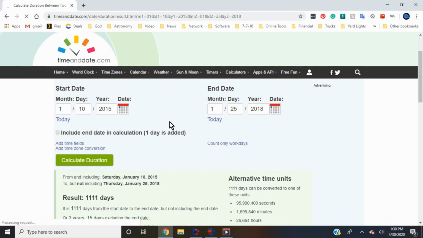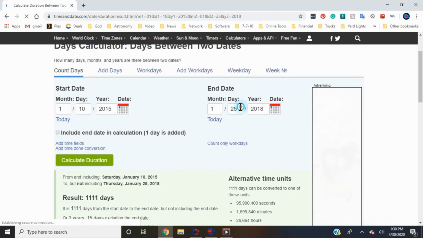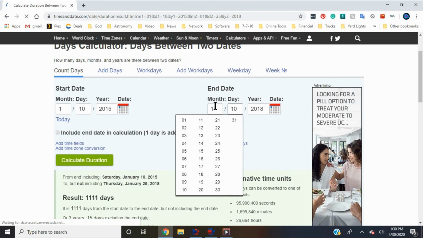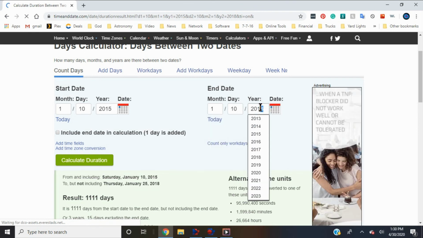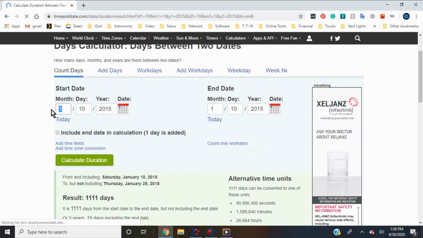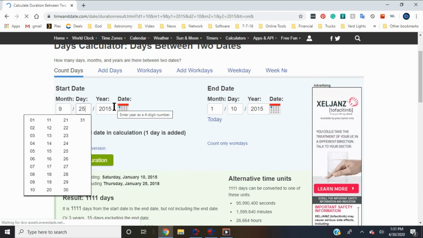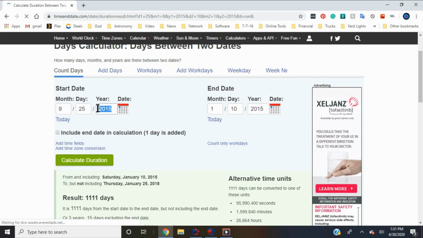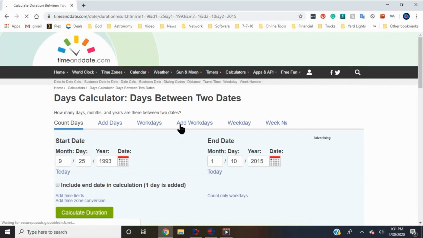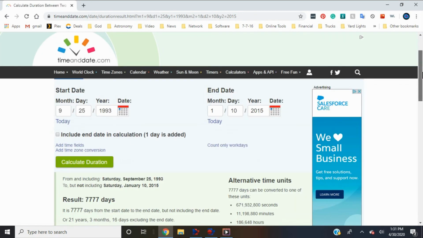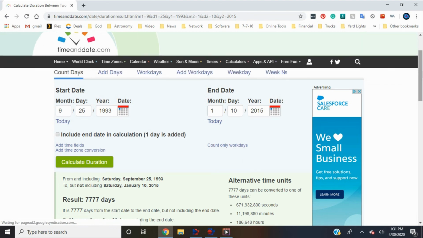Okay. Let's go the other direction. Let's put this date over here, so when I passed the road marker, and let's put it into the turning point of Yanni's career, the Acropolis concert. September 25th, 1993, that's when the concert was. 7,777 days.